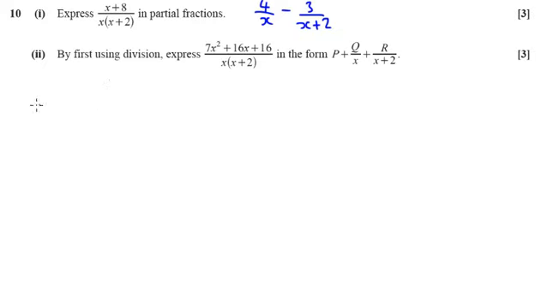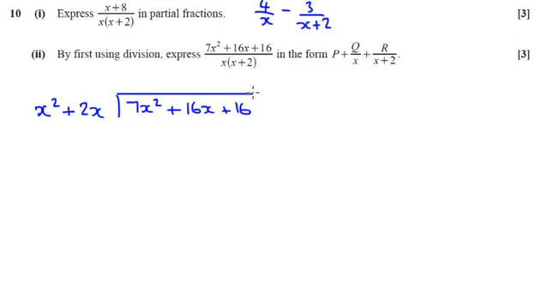Okay, part 2 wants us to now do polynomial division. So we're not going to want to have this in bracket form now. We're going to want to rewrite that as x squared plus 2x. And we're going to divide this x squared plus 2x into 7x squared plus 16x plus 16.